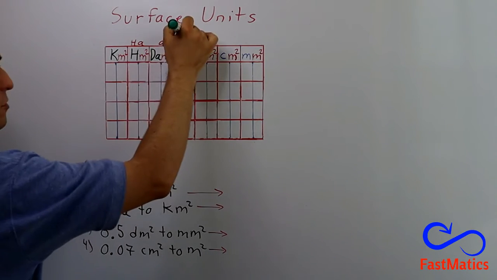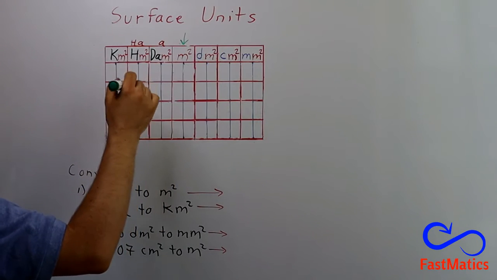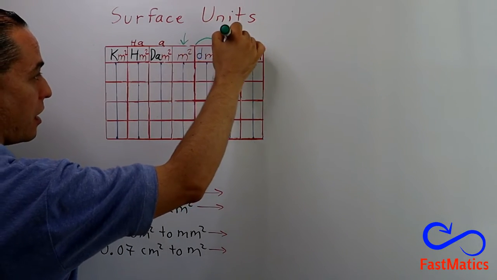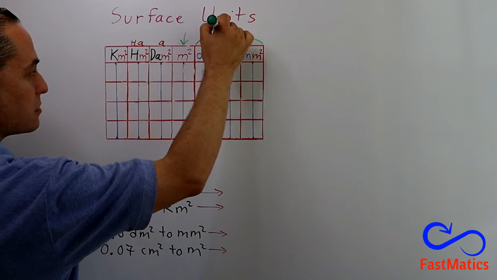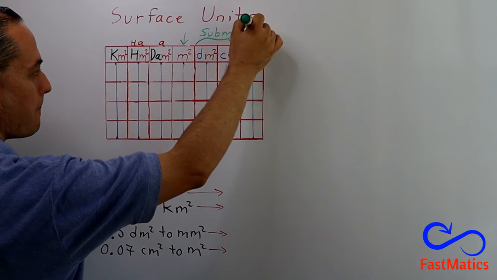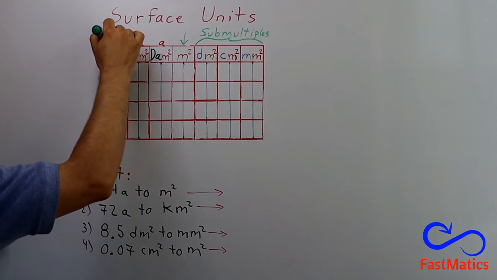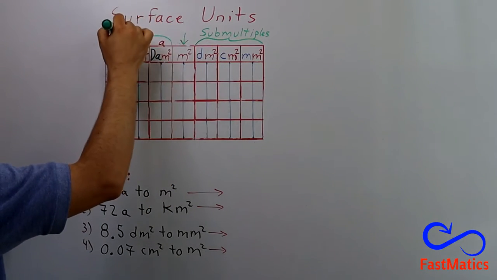The main unit is the meter squared, and to the right, smaller units are the submultiples, and to the left, bigger units are the multiples.